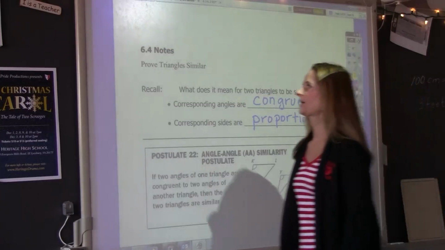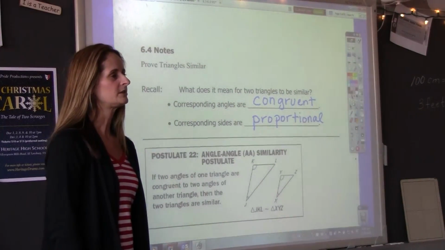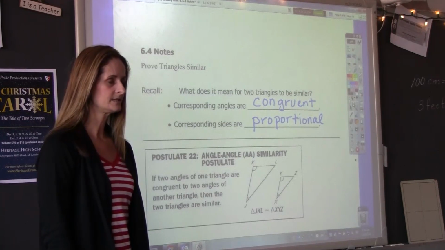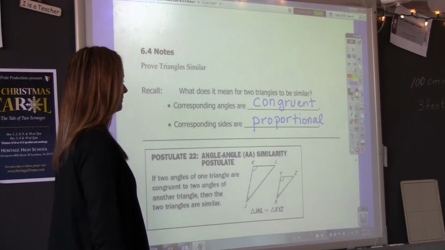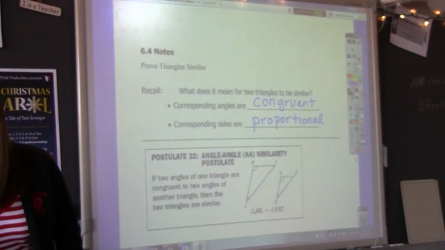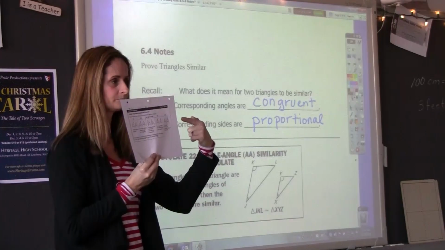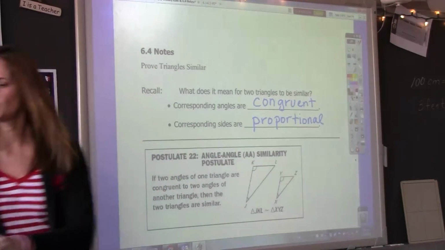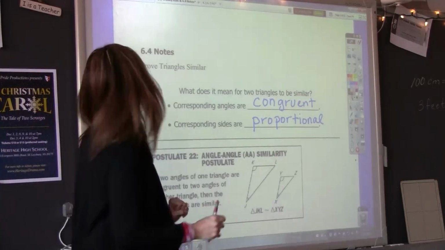Okay, all right. So we're moving into proving triangles similar. Back in chapter 4, we learned all the different ways to prove triangles congruent, recall. And now we're moving on to proving triangles similar, and we're going to learn the first way today.